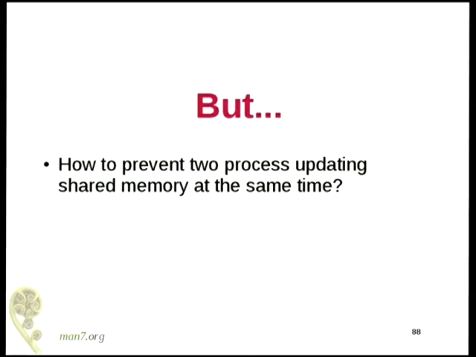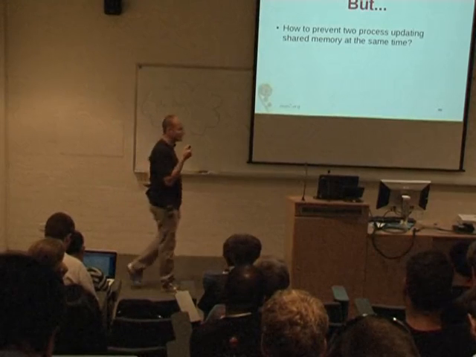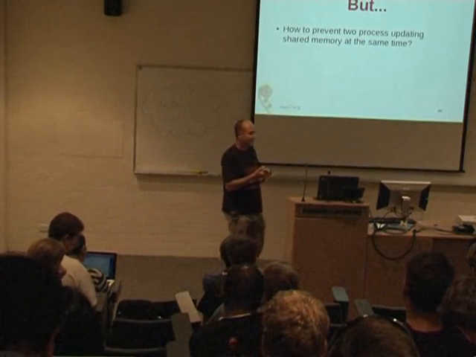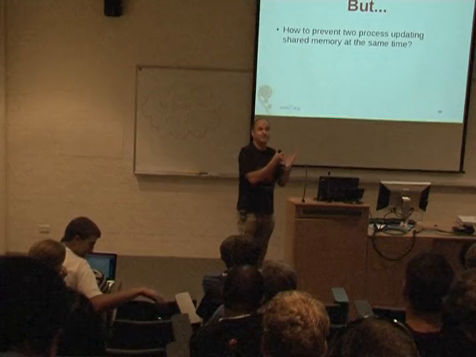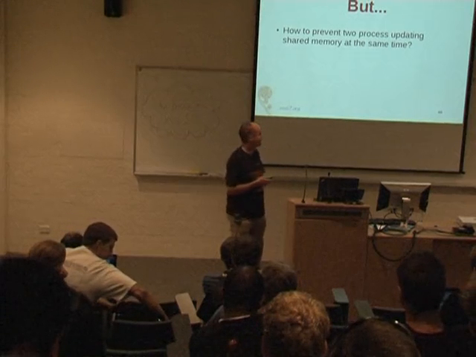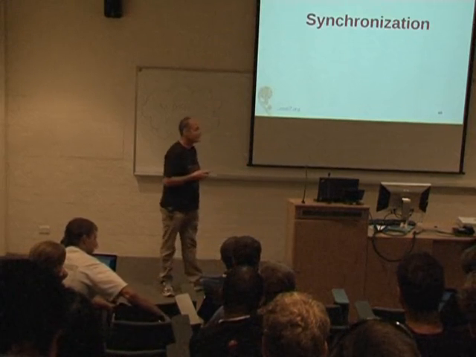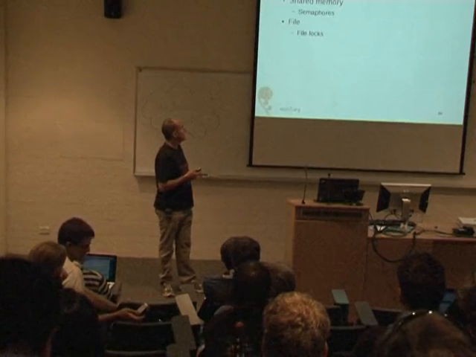Okay, the thing is then, you've got two processes that share memory. How do they synchronize their access so that one process doesn't try and do an update at the same time as another process, or one process doesn't try and read data from the shared memory at the same time as another process is in the middle of updating that data? So you need a synchronization technique.